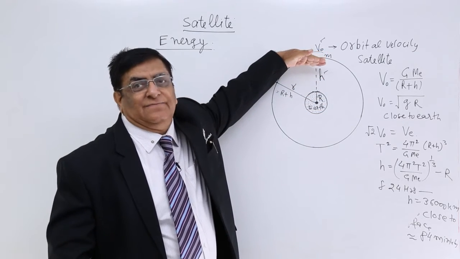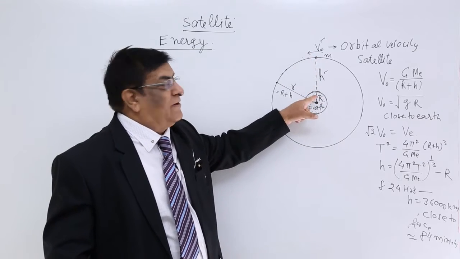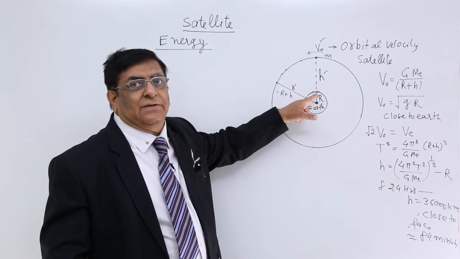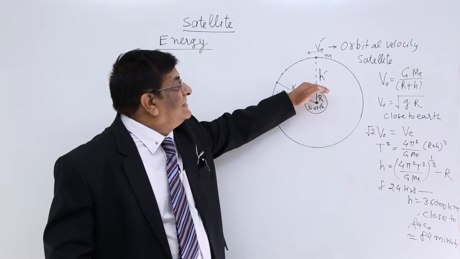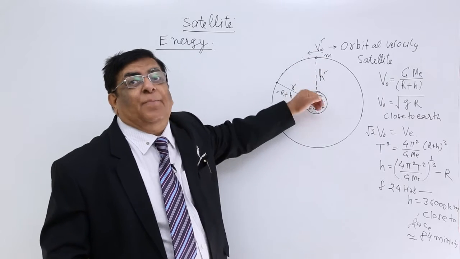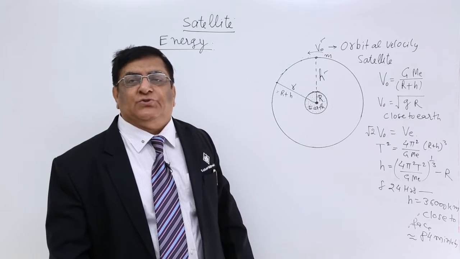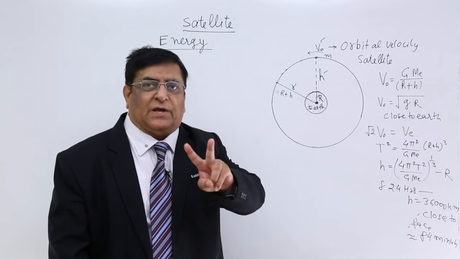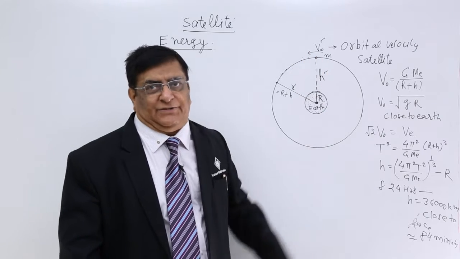displacement created. From here, it should have been here because of the force of attraction, but some work has been done on it which has pushed it apart from the earth. That gives it potential energy. So a satellite has both types of energy, potential as well as kinetic energy.